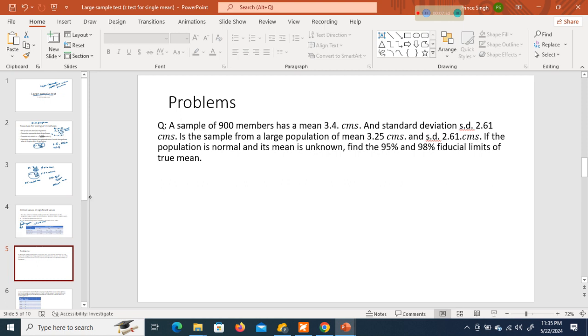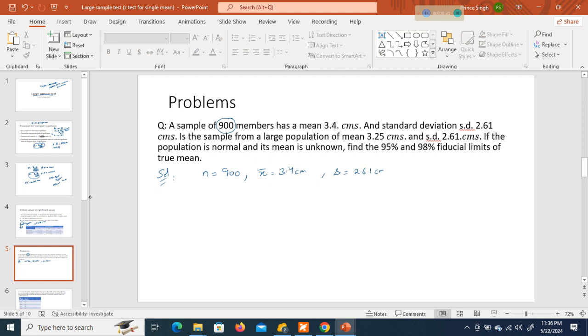Suppose in this problem the question is: a sample of 900 members has a mean 3.4 centimeter. So we have taken a sample. What is the sample size? 900. So n is given here as 900. It has a mean, because it is a sample mean, it is denoted by x bar. The sample mean is given here as 3.4 centimeter, and a standard deviation of 2.61 centimeter. So we are given the sample standard deviation as 2.61 centimeter.